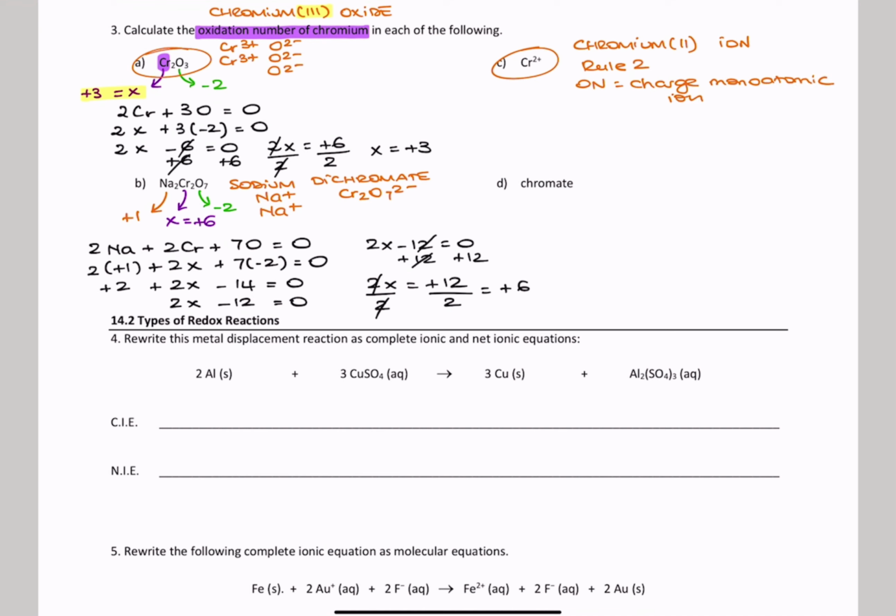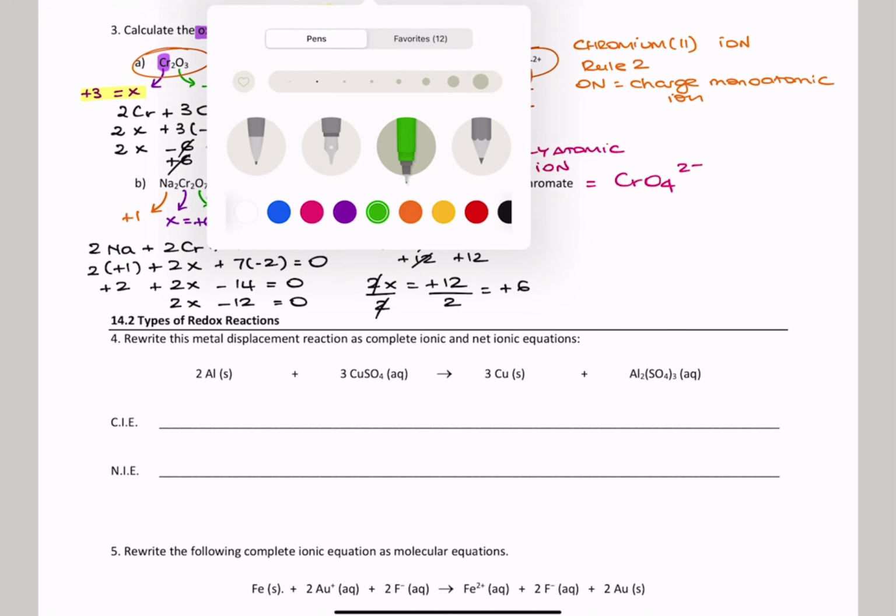Therefore, the oxidation number of chromium here is going to be +2. Finally, D, chromate. So we have to remember what chromate is. Chromate is actually CrO4 2 negative. Chromate is a polyatomic ion. We're going to use the rules and everything we know here.